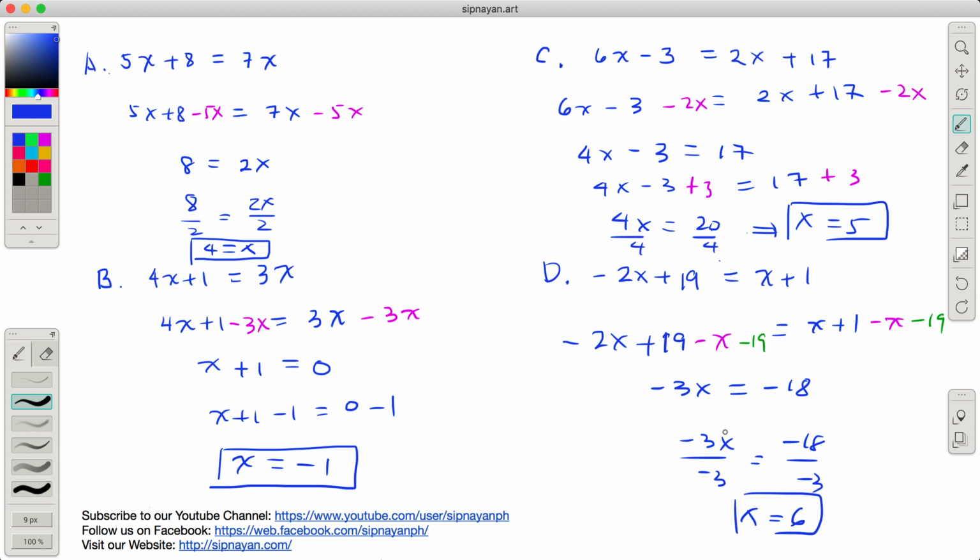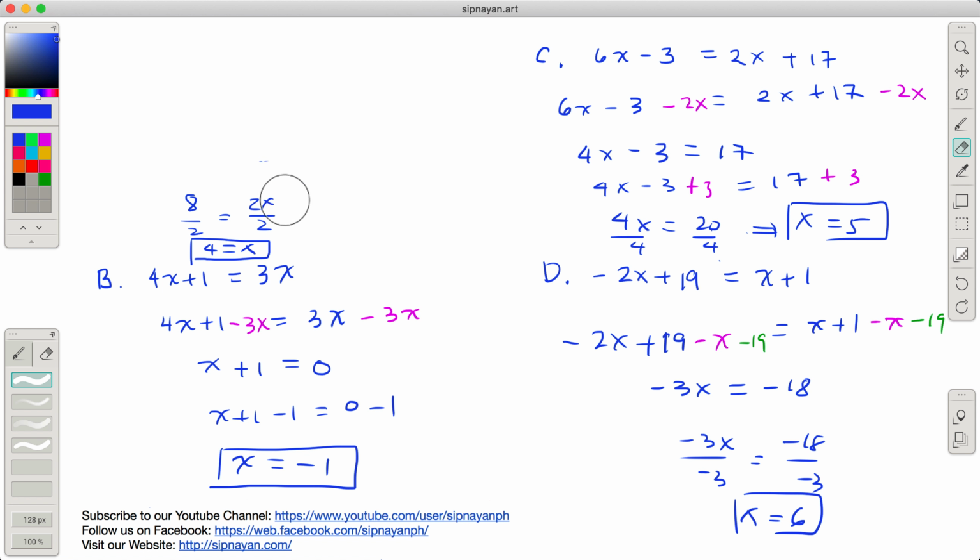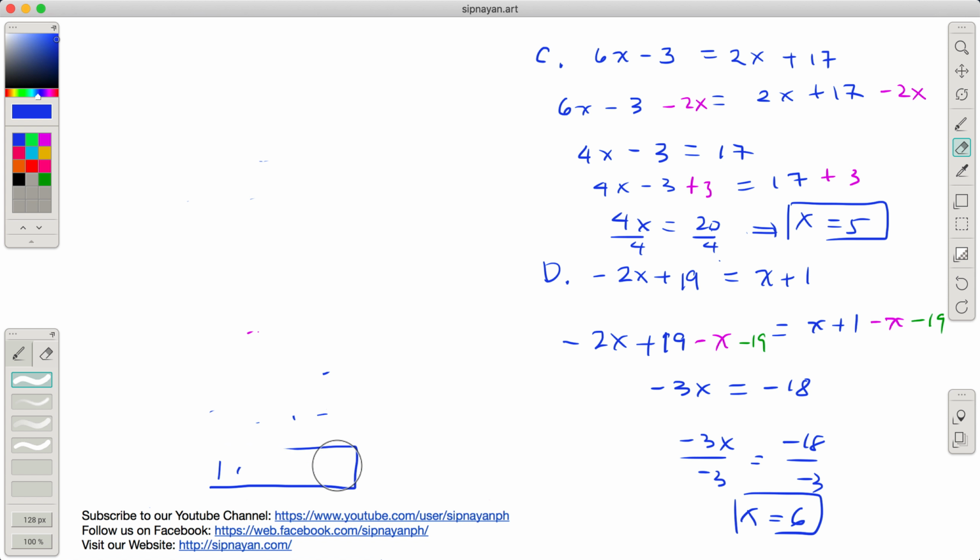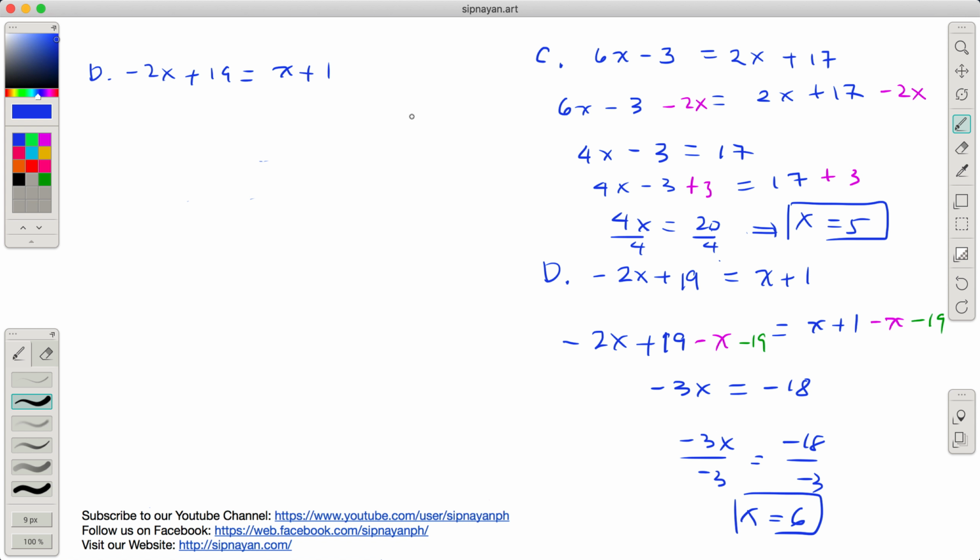Okay? Gusto kong gawin pa to na step by step itong letter D kasi I think this is the first time na makita nyo ito dito sa series. Gusto kong gawin na hindi sabay para makita nyo. So this is, again, the given is negative 2x plus 19 equals x plus 1. So kung gusto nyo, tanggalin muna natin itong 19 kasi gusto natin yung x na sa kaliwa, di ba? So we can just subtract 19 from both sides.